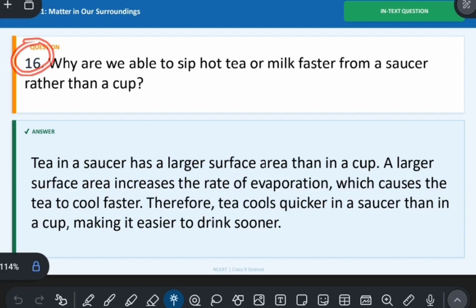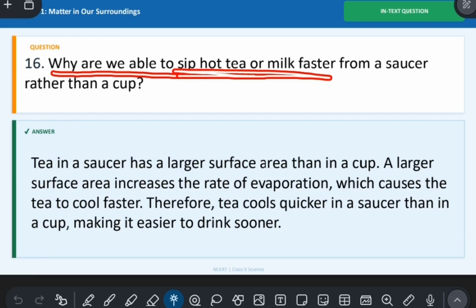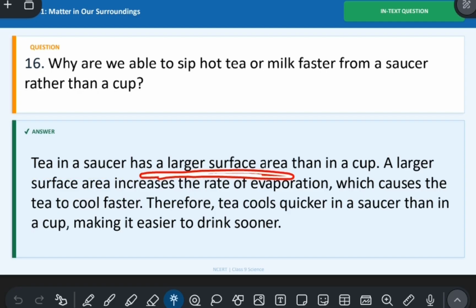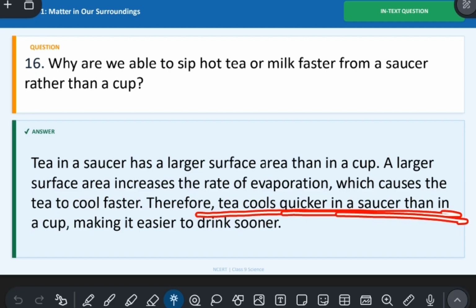Now question number 16. Why are we able to sip hot tea or milk faster from a saucer rather than a cup? Tea in saucer has larger surface area than in a cup. A larger surface area increases the rate of evaporation, which causes the tea to cool faster. Therefore, the tea cools quicker in a saucer than a cup.